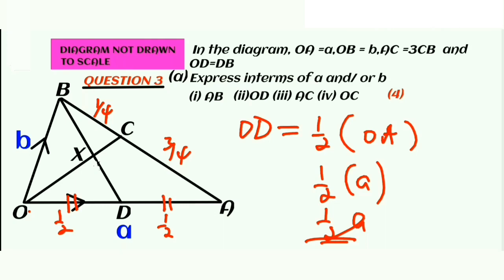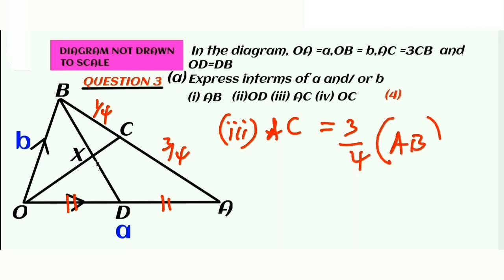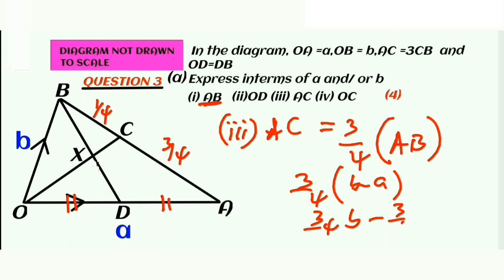Question item 3, AC. AC equals 3/4 of AB. So that is 3/4 of AB, which equals B minus A from question A, item 1. So if we remove the bracket, 3/4 B minus 3/4 A. So this is the AC.